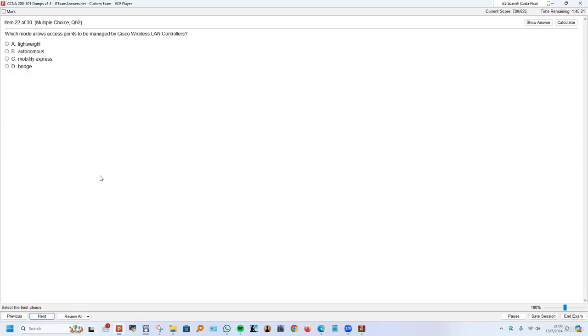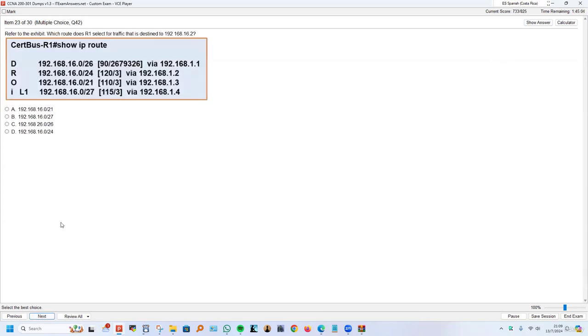Which mode allows access points to be managed by Cisco wireless LAN controllers? This is lightweight. This is actually the lightweight. So let's just double check. There you go. Amazing. Good job.